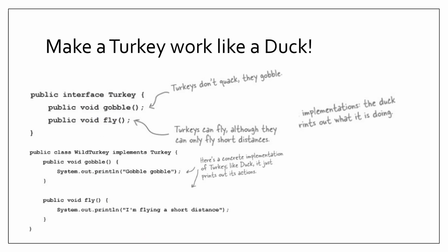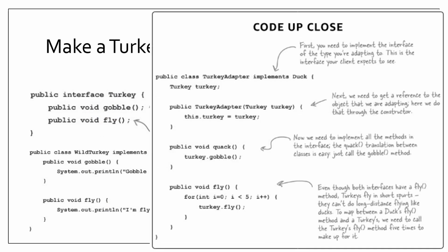So let's wrap it in an adapter class, or put an adapter class in place. And here it is. Here's our turkey adapter. Our turkey adapter implements duck and has a turkey. All right, so here's composition in play. We're going to implement the duck interface, program to that duck interface. We're going to use composition. Has-a is preferred over is-a.